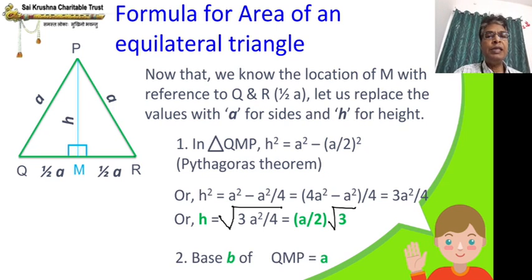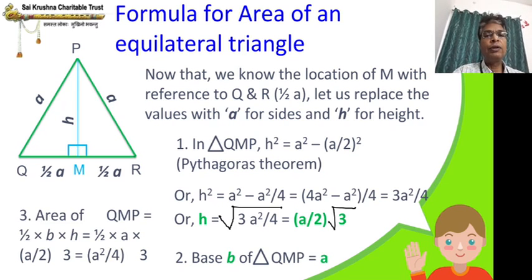Now base B of triangle QMP is nothing but A, that is half A plus half A is A, that is one side of the equilateral triangle. Therefore, area of triangle QMP equal to half B into H, here base B equal to A and H equal to a by 2 root 3. So what happens? Half into a by 2 root 3 is a into a square, 1 by 2 into 1 by 2, 1 by 4 square. So it has become a square by 4 root 3.